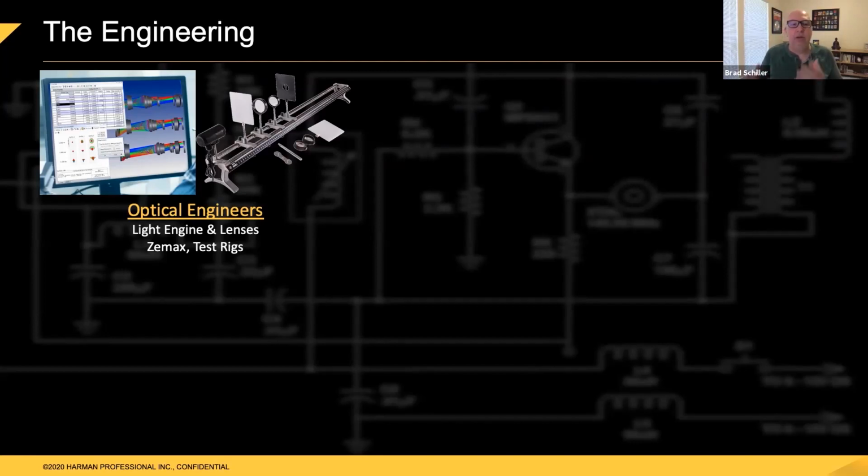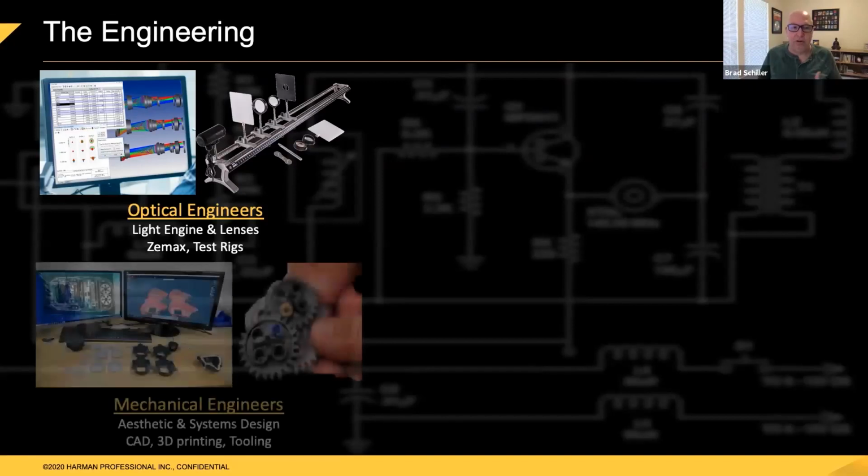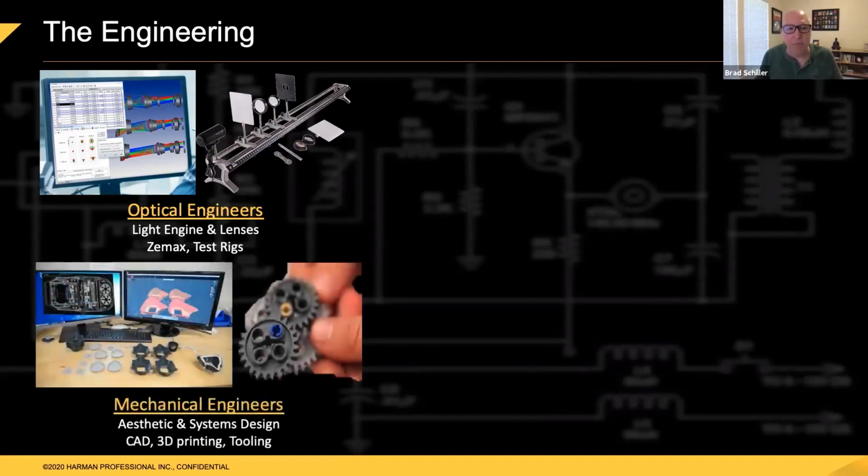And then that information gets passed on to the next engineer, of course, the mechanical engineer. The mechanical engineer is the group of people that's putting everything together mechanically, as the name suggests. And they'll use a lot of CAD programs. They'll design the product itself, the aesthetics, what it looks like on the outside, as well as how it all goes together on the inside.